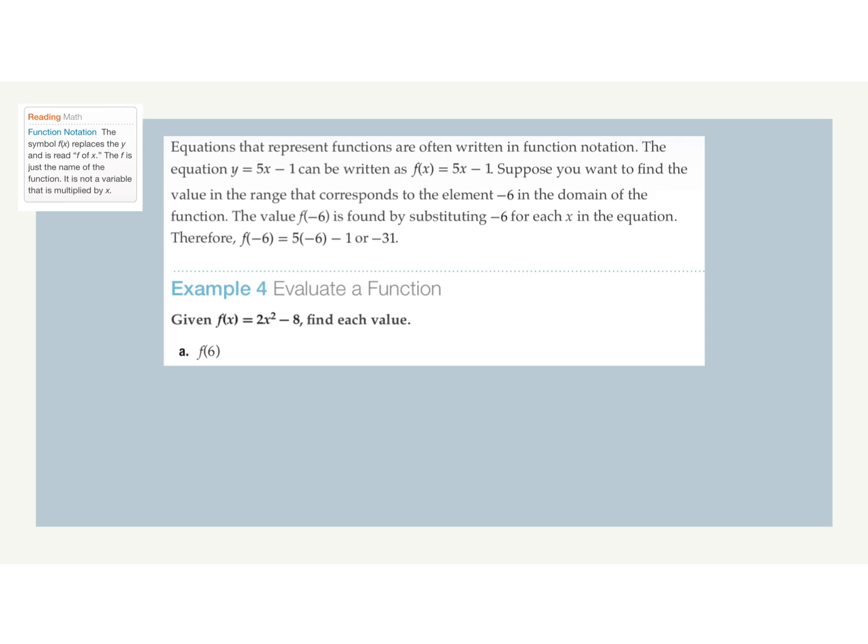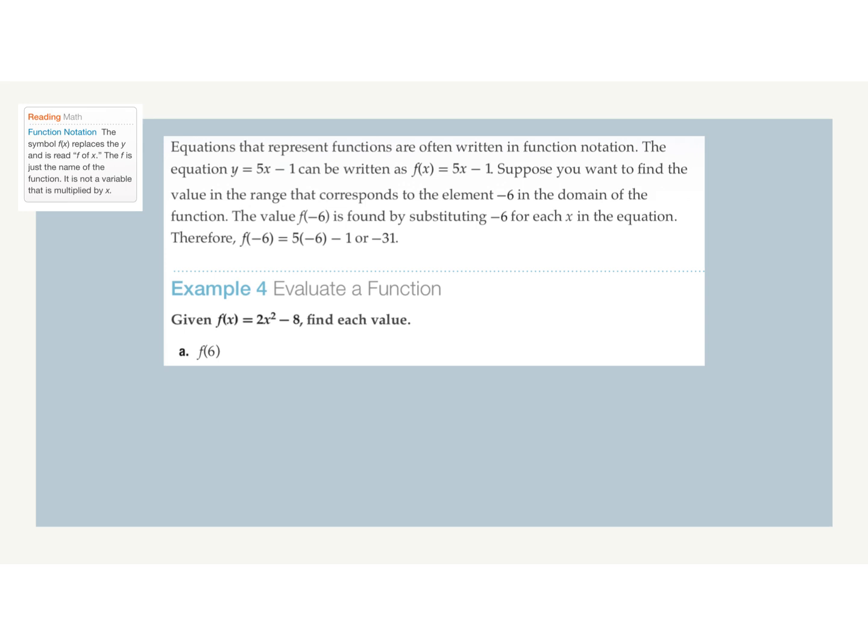Equations that represent functions are often written in function notation. We also talked about it towards the last chapters of Algebra 1. The equation y equals 5x minus 1 can be written as f of x equals 5x minus 1. Suppose that you want to find the value in the range that corresponds to the element -6 in the domain of the function. f of -6 is found by substituting -6 for each x in the equation. Therefore, f of -6 equals 5 times -6 minus 1, or -31.